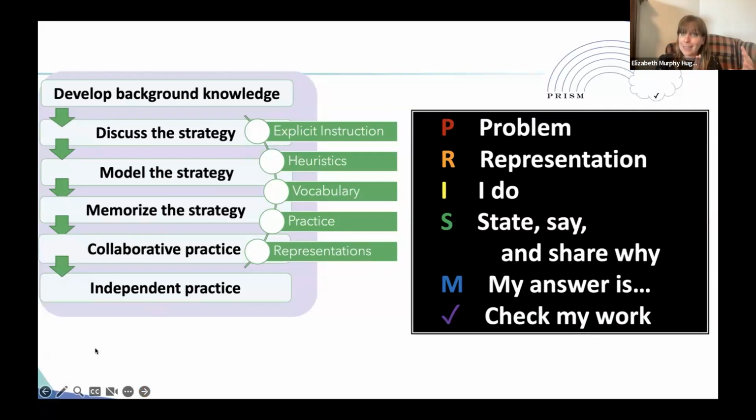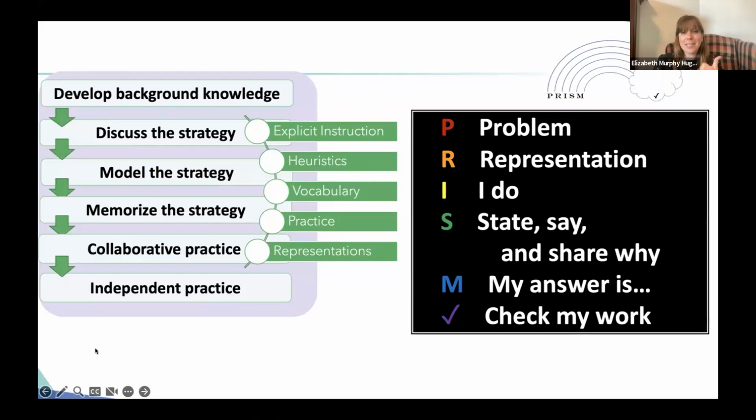Pulling from the writing side, we really looked at, well, what do good writers do? And what do good evidence-based writing interventions have in them? And so SRSD, self-regulated strategy development, has a really strong research base. And those are those 6 things there with the green arrows going down. In SRSD, you develop background knowledge, you discuss the strategy, model the strategy, memorize the strategy, have collaborative practice, which is a whole bunch of different kinds of guided practice, and then move to independent practice. And then we also looked at, well, what is really key in evidence-based practices within mathematics?